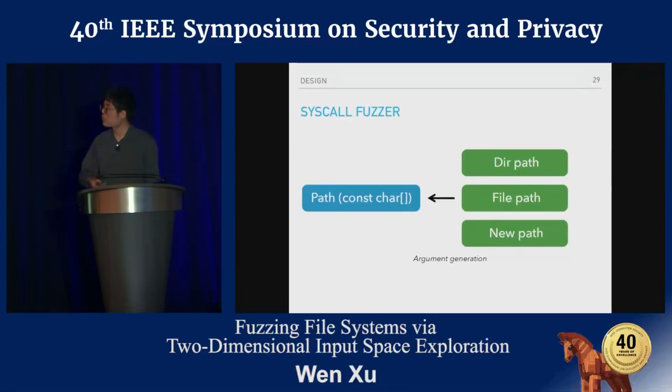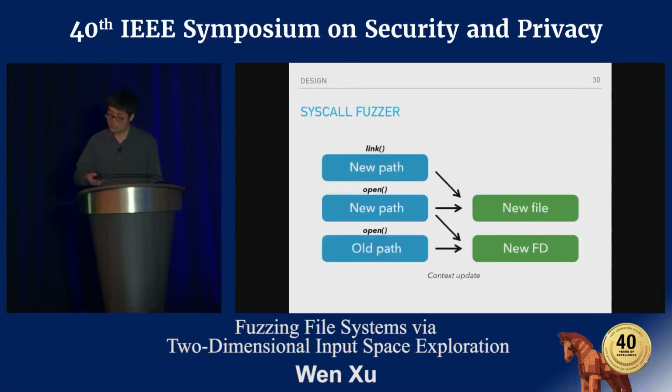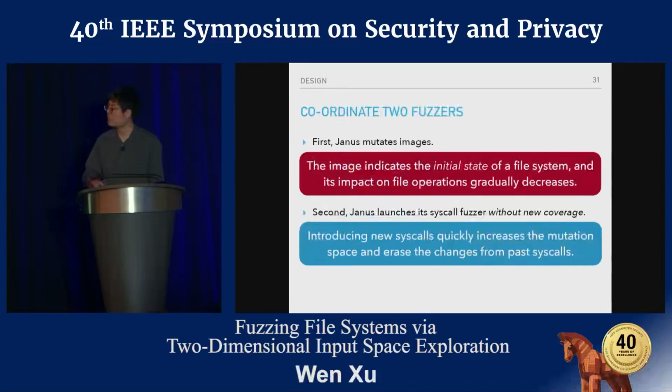So for example, if a syscall wants a path, then we can check a directory path or file path, or even sometimes when we open or make a new directory, we can give a new path. And then after generating the system call, we need to reflect the change in this context. So if it opens a new path, then we have a new file. And then we will also have a new file descriptor.